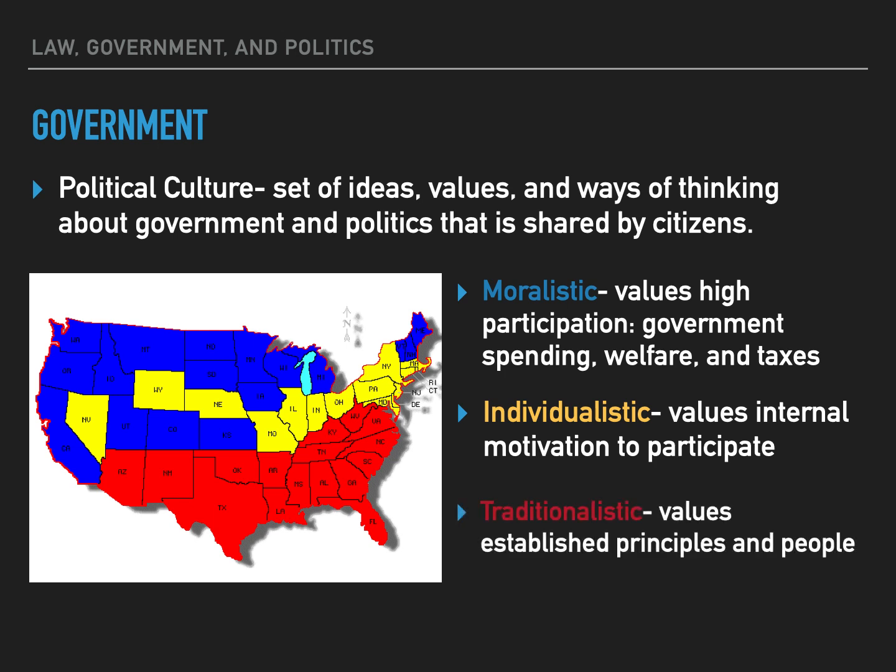And traditionalistic people value established principles and people. Conservatives describe this group accurately. They're slow to change. They hold the belief that if it's not broken, then why fix it? These people are likely to re-elect those in office already. Now, I made this map with data from 1966. How do you think political culture has shifted in the United States? What's the political culture where you live?